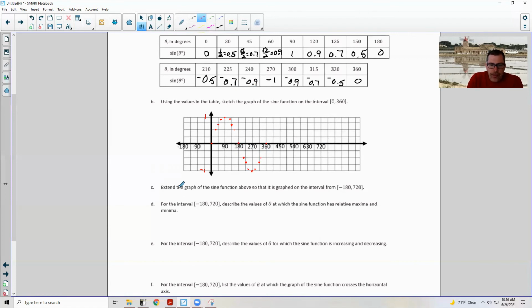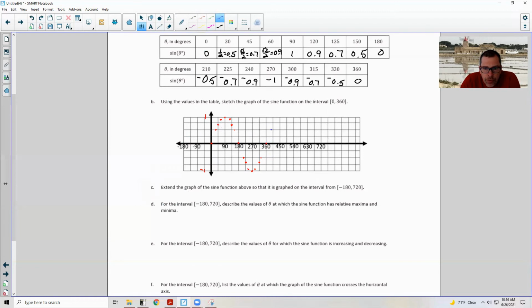Okay, and then part C says, extend the graph of the sine function above so that it is graphed on the intervals from negative 180 to 720. So now this is just going to repeat. See how this is 0 and this is 0. So if I'm going to the right, think about the new rotation on the circle. It's going to copy this point here over to here.